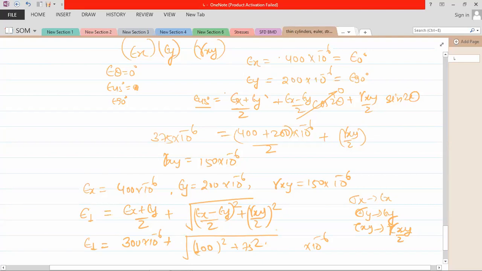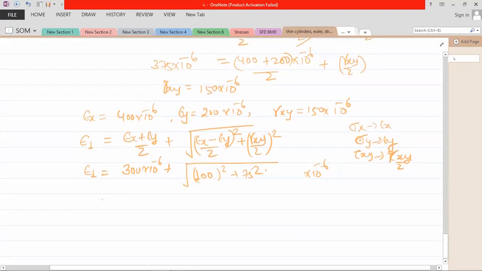So just solve it: 100 square plus 75 square plus 300. It is around 425. So your E1 is known. E1 is given as 425 into 10 raised to the power minus 6. This is your maximum principal strain. Okay. Now you need to find the minimum principal strain, epsilon 2.